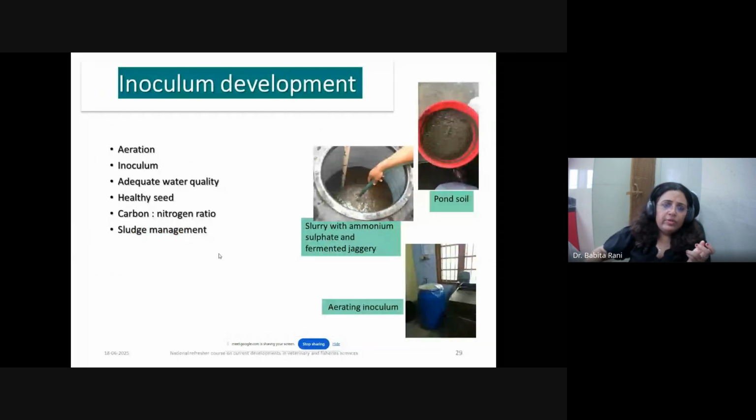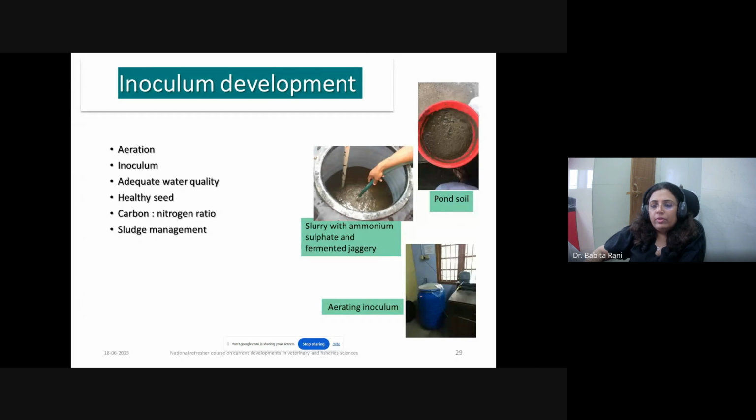So this is how we will make an inoculum with the pond soil. We are resorting to the pond soil based technology. We'll bring the pond soil and make an inoculum by making a slurry. We'll add some calculated amount of ammonium sulfate, and the jaggery will be fermented like this. For inoculating 20,000 liters, 4 kg soil is sufficient.